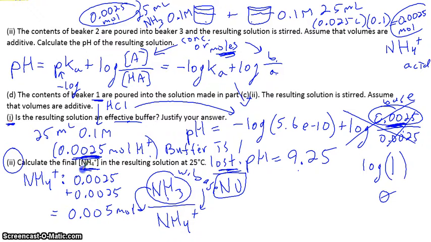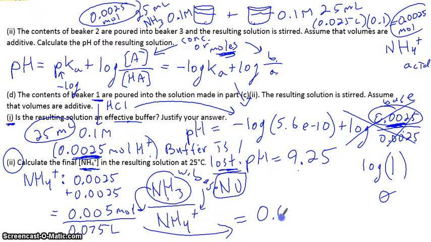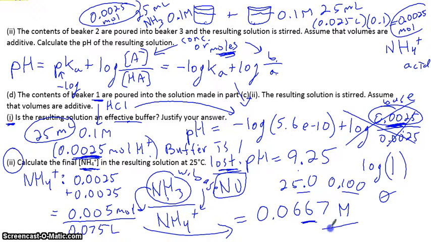They want the final concentration of NH4 plus. Well, for concentration, you have to divide by liters. In our case, we had 25 mL, and all three solutions were 25 mL, which means we have 0.075 liters. And if we get the final answer, we should get 0.0667, with 3 sig figs, because we have 25.0 and 0.100, which gives us 3 sig figs. This would be molar. And this is the final answer.